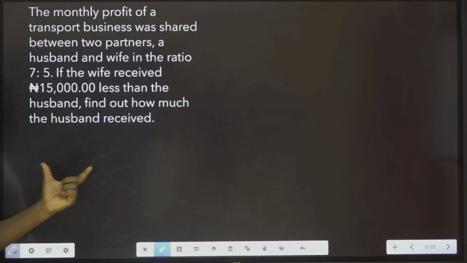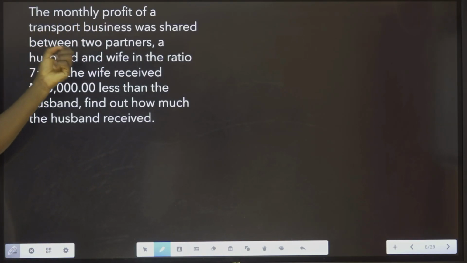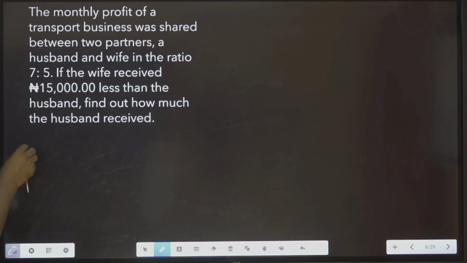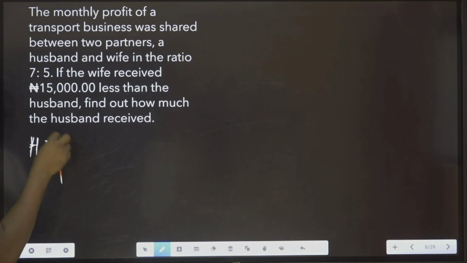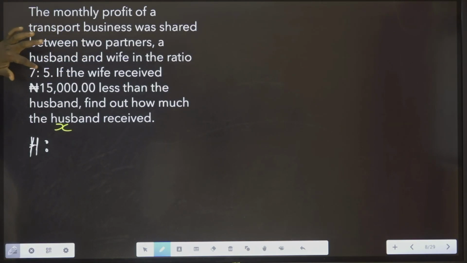Let's look at this question. It says, the monthly profit of a transport business was shared between two partners, a husband and a wife, in the ratio of 7:5. If the wife received 15,000 less than the husband, find out how much the husband received. Okay? The first thing we need to do is to first of all get for husband. What did the husband receive? Let's assume that what was shared is X.